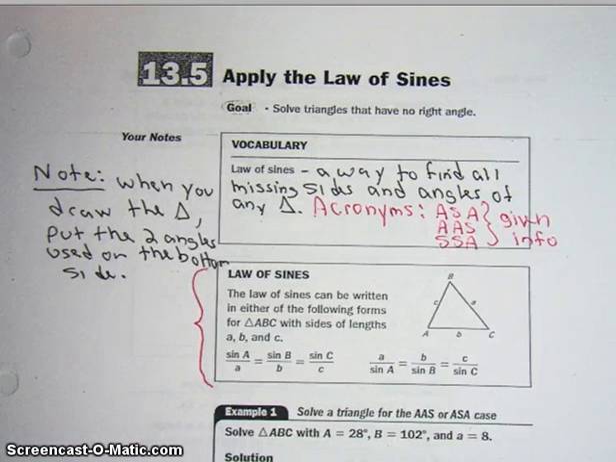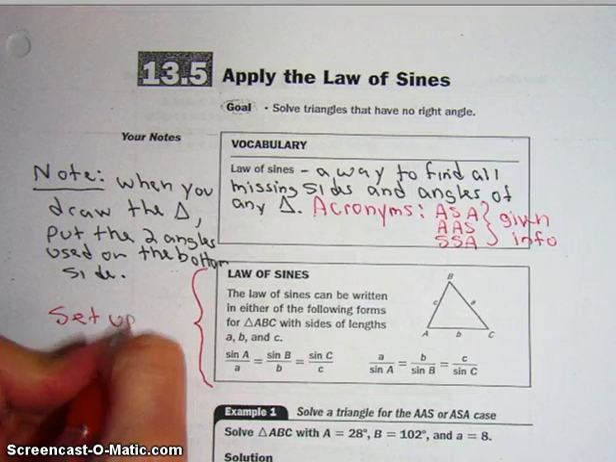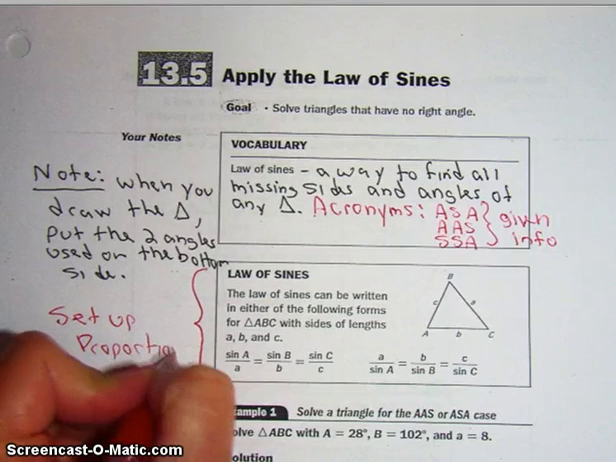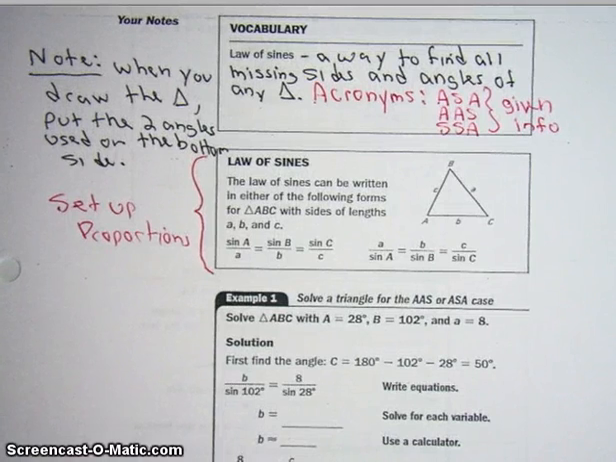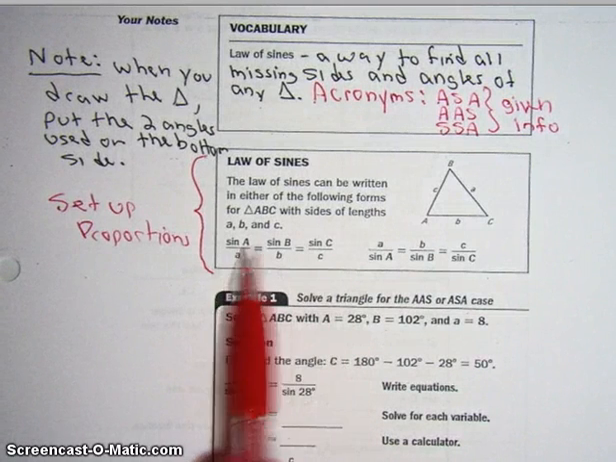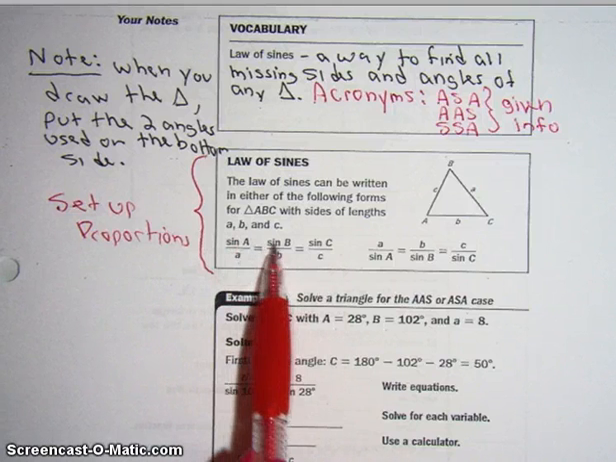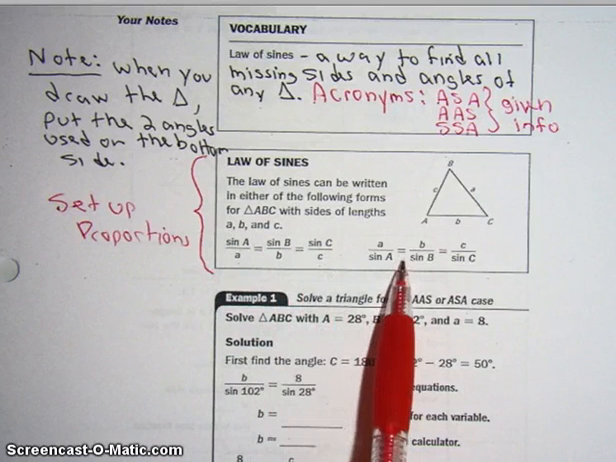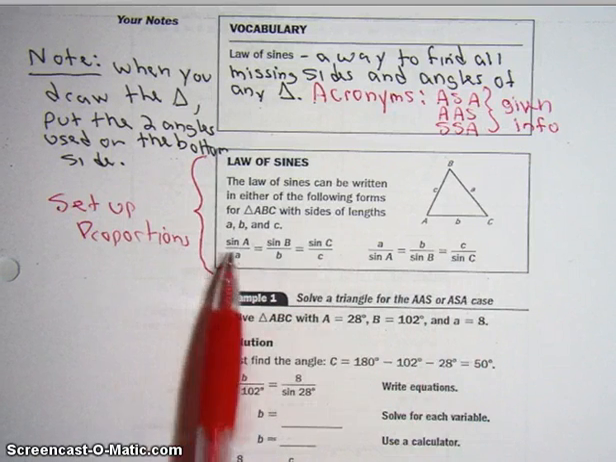And all you have to do with law of sines is set up proportions. Okay? Now, I always set them up this first way. I do sine of the angle over the opposite side, sine of the angle over the opposite side, sine of the angle over the opposite side. I never set them up upside down. If you choose to set them up upside down, that's fine with me.